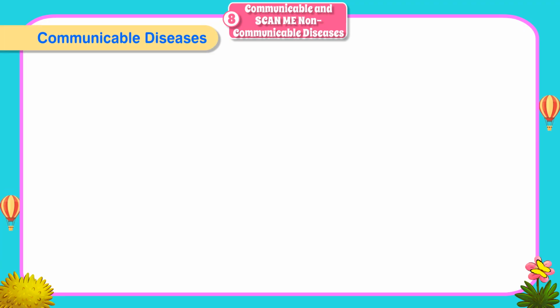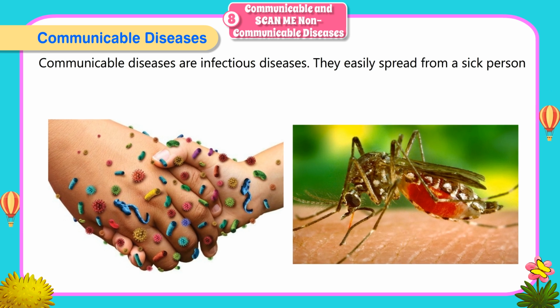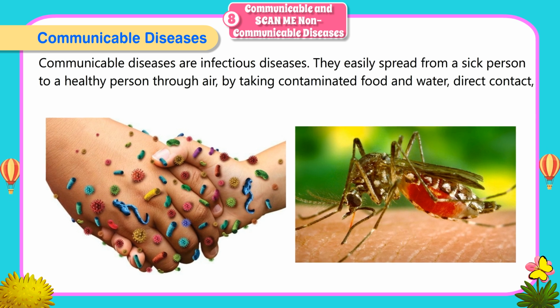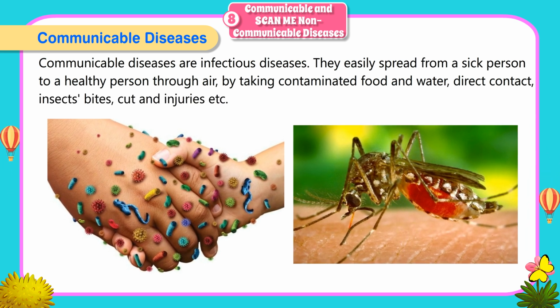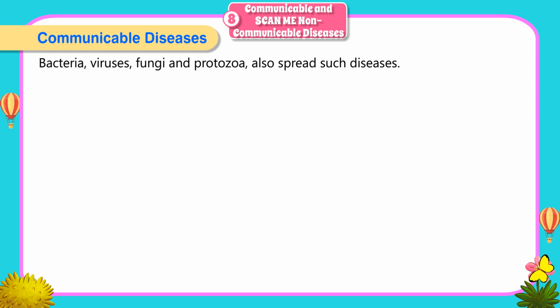Communicable diseases. Communicable diseases are infectious diseases. They easily spread from a sick person to a healthy person through air, by taking contaminated food and water, direct contact, insect bites, cuts and injuries, etc. Bacteria, viruses, fungi and protozoa also spread such diseases.